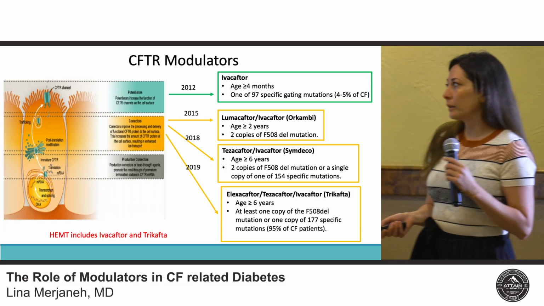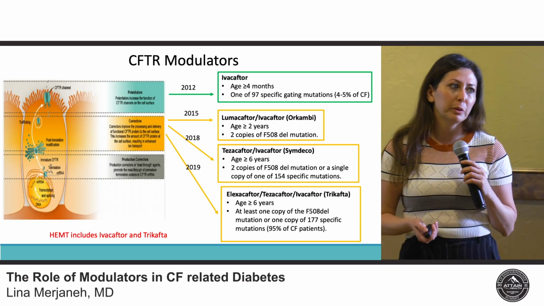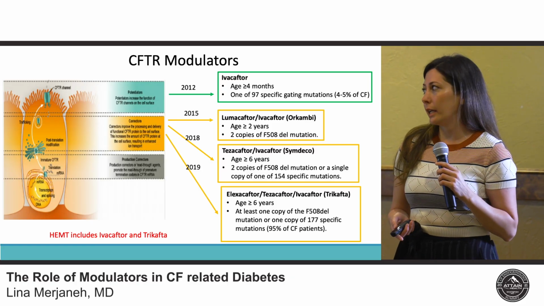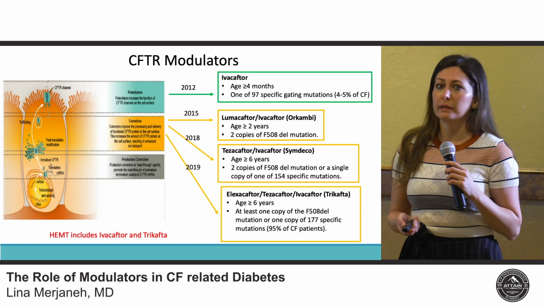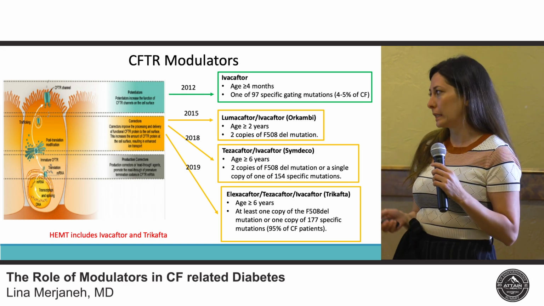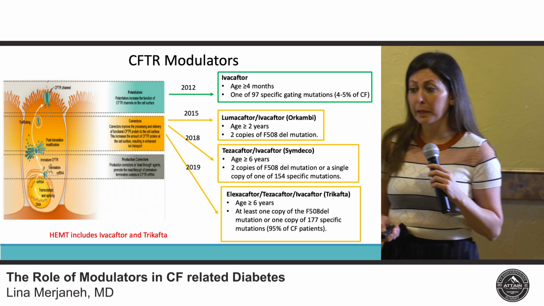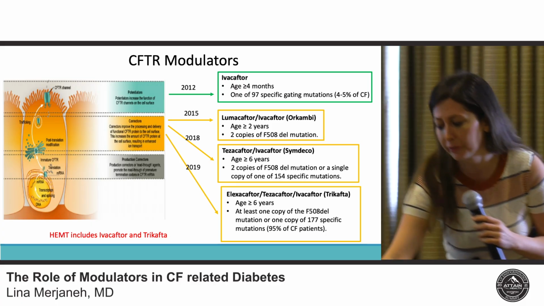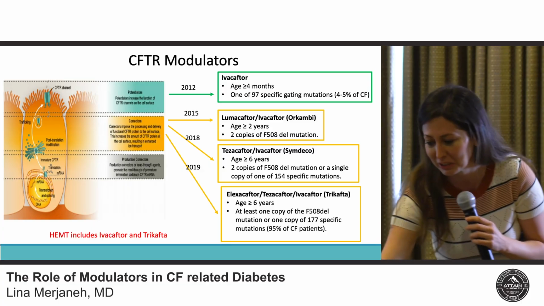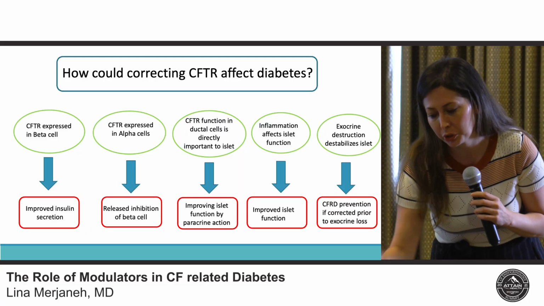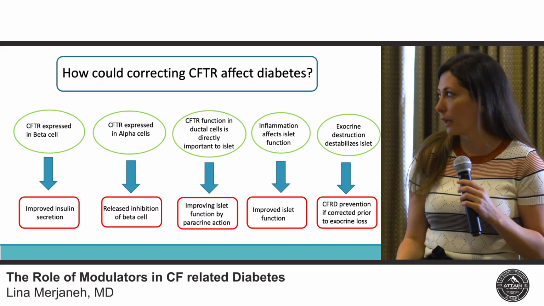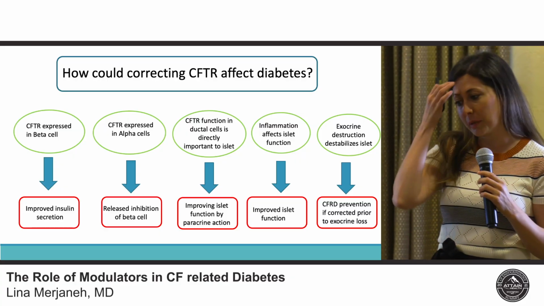Then in 2019, the first triple modulator therapy was approved, Trikafta, and 95% of CF patients are eligible. As you know, we've seen significant improvement in lung function, respiratory quality of life, exacerbation rates, and BMI. Together, ivacaftor and Trikafta are considered highly effective modulator therapies. We do know a lot about how CFTR correction affects the lungs, but we don't know much about diabetes.